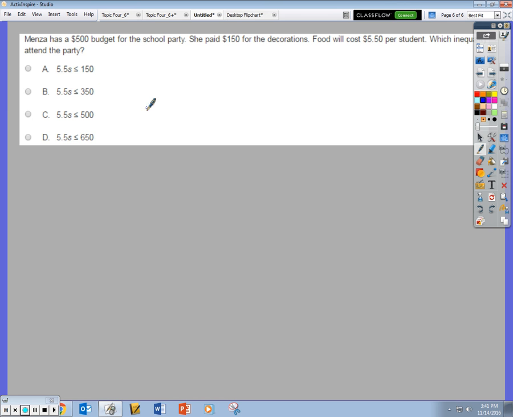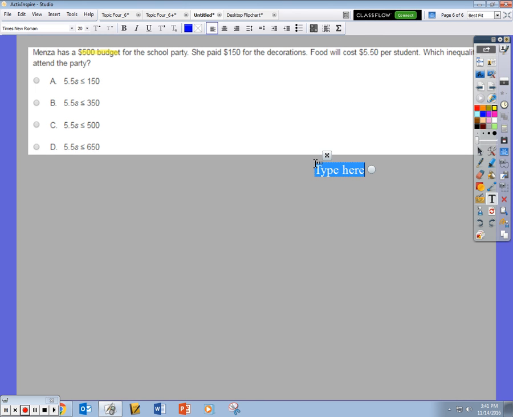We have Menza has $500. Menza has $500 for budget for the school party. So if I want to think about the budget, let me type here. That might make it a little bit neater here. So the budget side. We can spend a total of $500 for this party. We cannot go over 500. All right, now we have the budget and we have what we spent. So we have a budget side of this inequality and we have the spent side.